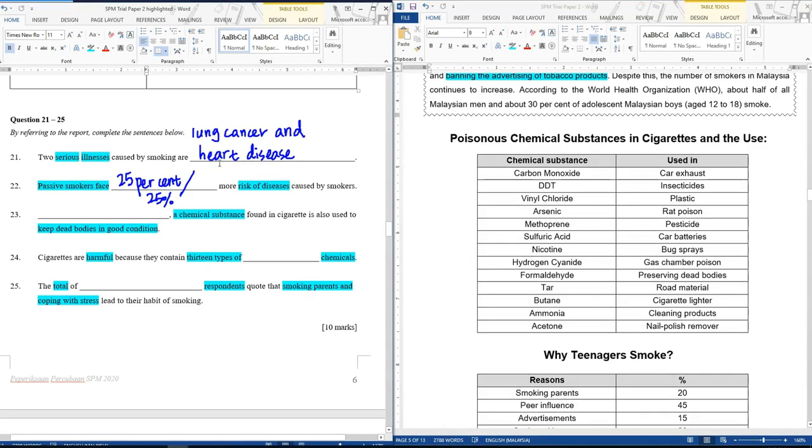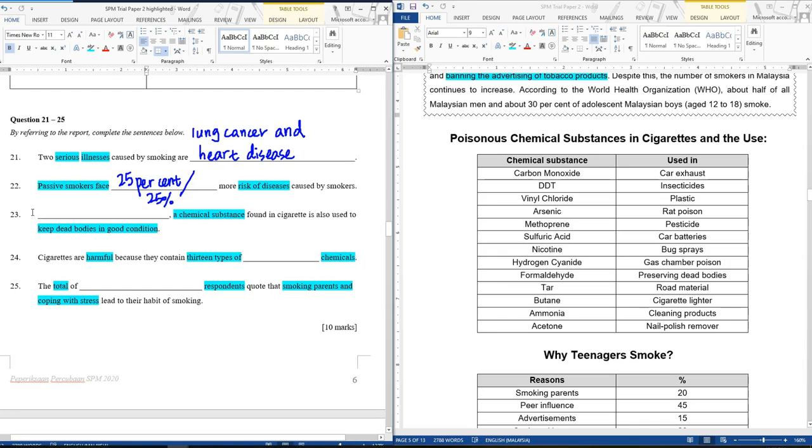I have written the answer for question 21 and 22. So question 21 is lung cancer and heart disease. And for question 22, if you have written 25% in words, or if you use a symbol, I would accept both answers. And now we'll move on to question 23 and 24.